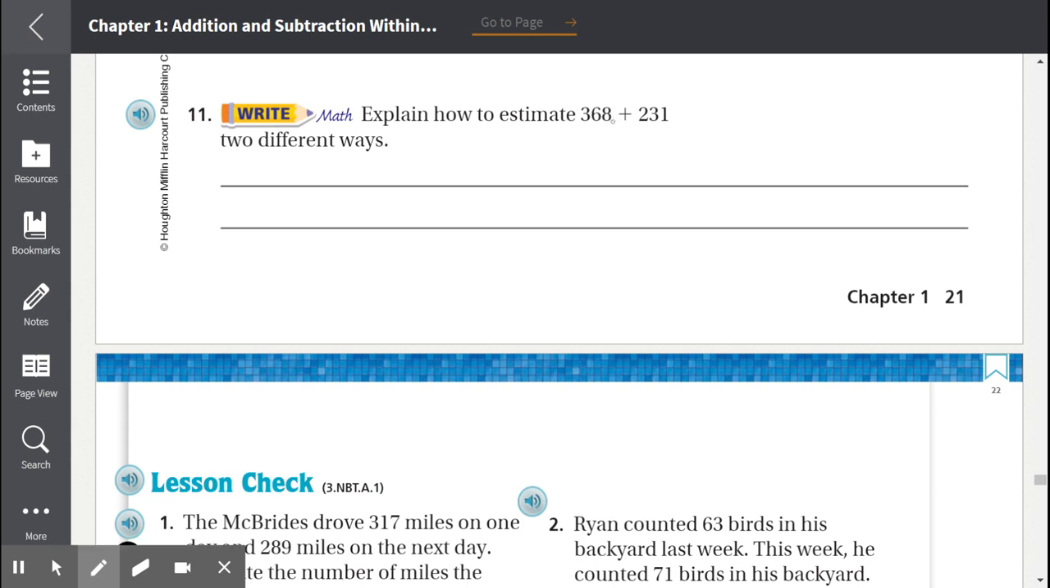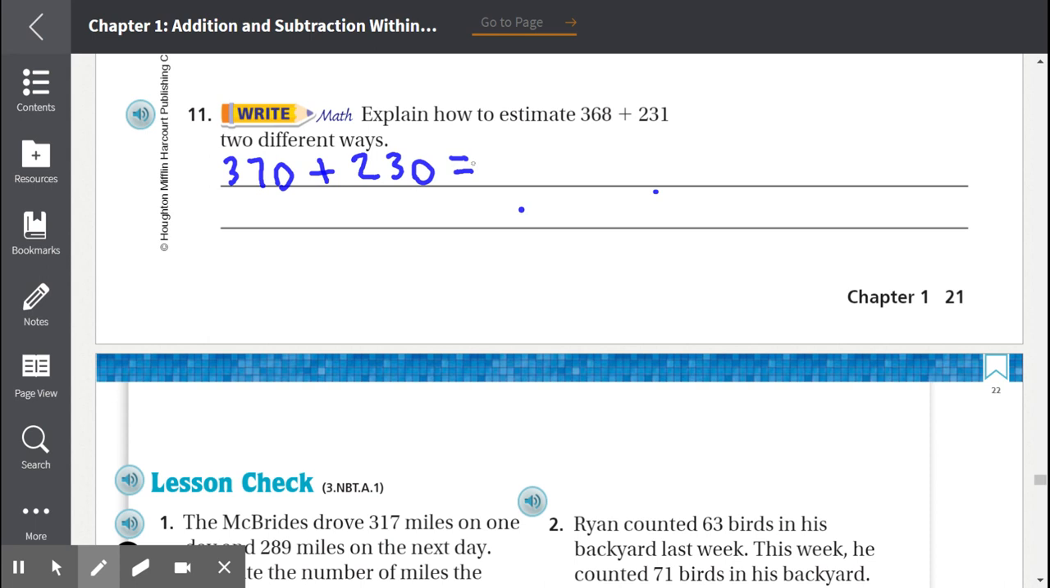So first, if we're rounding to the nearest tens, we have to see which two tens 368 is close to. 368 is near 360 and 370. But which one is it closer to? It's closer to 370. Now 231 is between 230 and 240. But which one is it closer to? 230. That's one way to estimate it to the nearest tens.